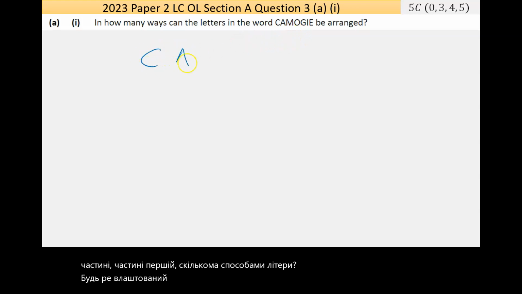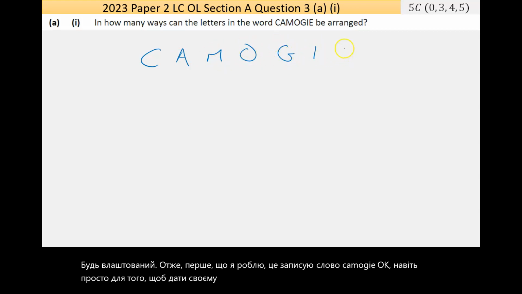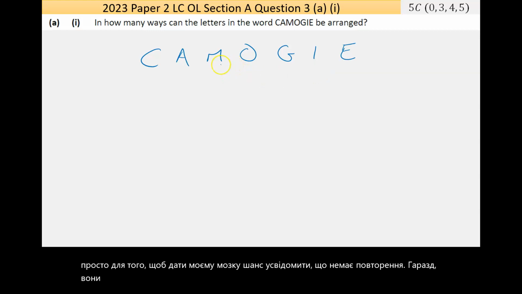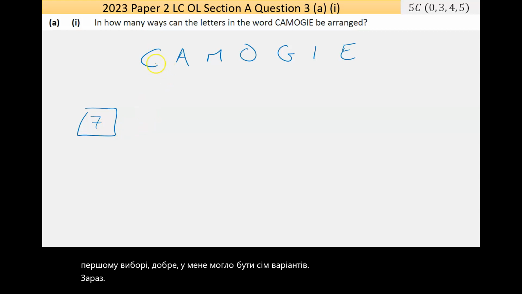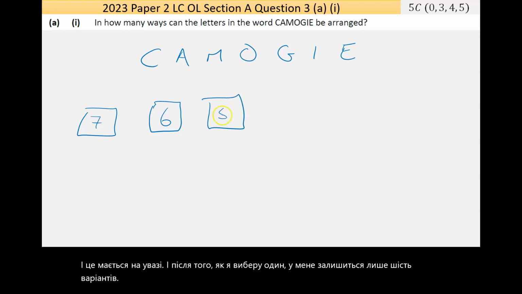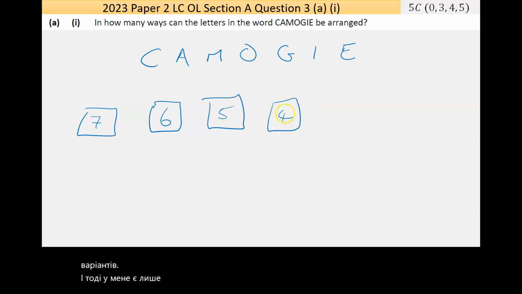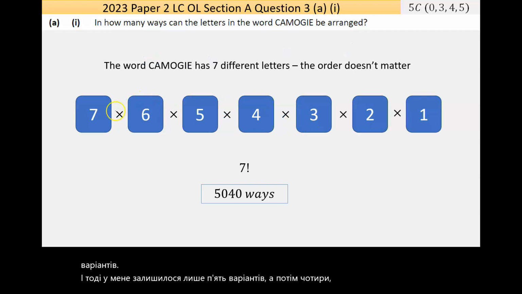So the first thing I do is I write down the word camogie, even just to give my brain a chance to realize that there is no repetition. They're all different letters. And then I'd be going, well, if I was trying to arrange them, in my first choice I could have 7 choices. And after I've chosen one, I only have 6 choices left, and then I only have 5 choices left, and then 4, and then 3, and then 2, and then 1.